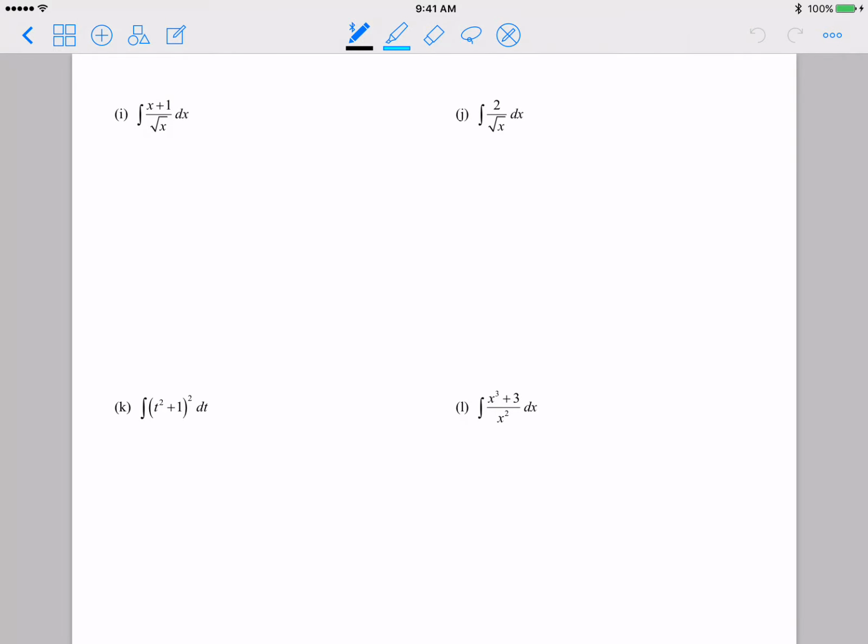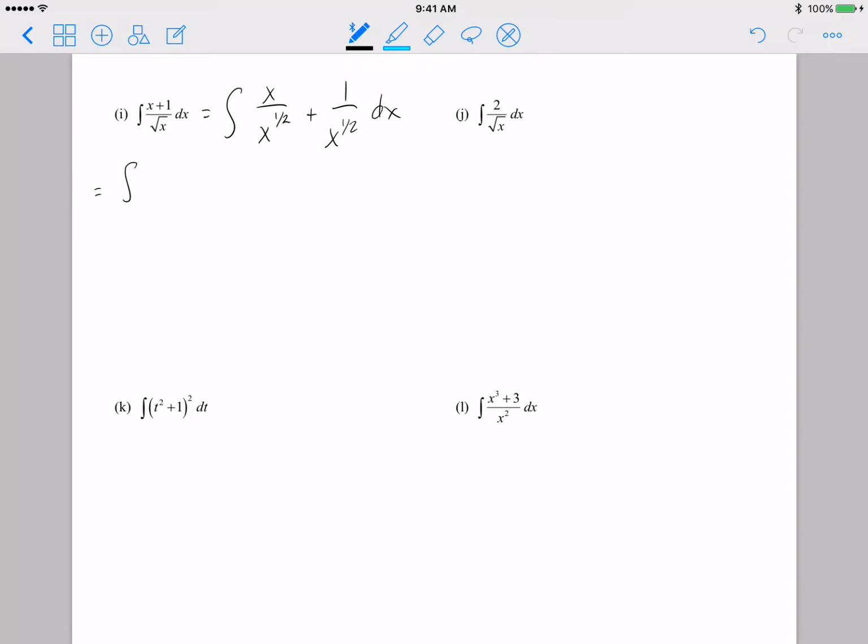Okay, in example I, we have a fraction. And so whenever we have a fraction with x's in the numerator and denominator, we're going to have to split through the numerator in order to be able to find that antiderivative. So this is going to become the integral of x over square root of x, but instead of square root of x, I'm going to write that as x to the 1/2, plus 1 over x to the 1/2. Okay, so just splitting through the numerator there so that I can set up using the power rule.